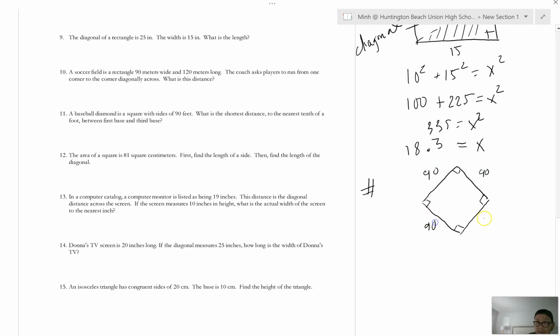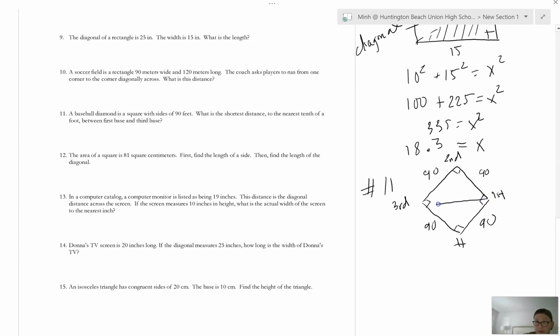Running the bases. All right, sorry about that. Forgot to write number 11 for that one. And then what is the shortest distance to the nearest tenth? So that means 1 decimal place, to the nearest tenth between first and third. So just for reference, that's my home, that's first, that's second, and then that's third base. So they're asking you what the distance between first and third is.